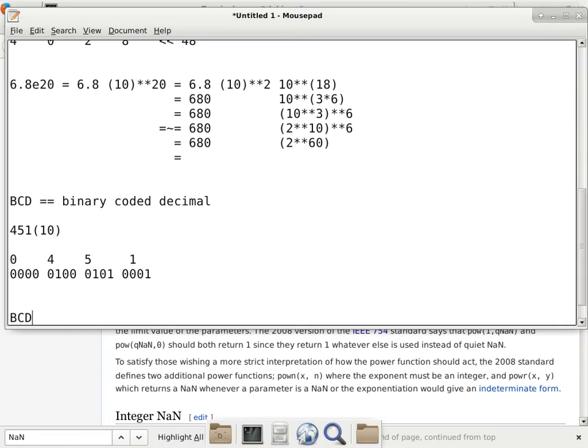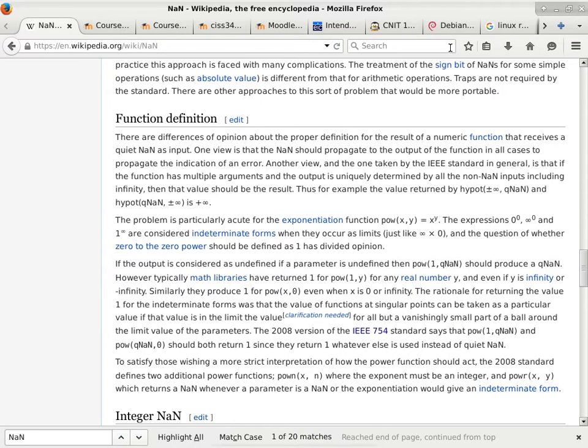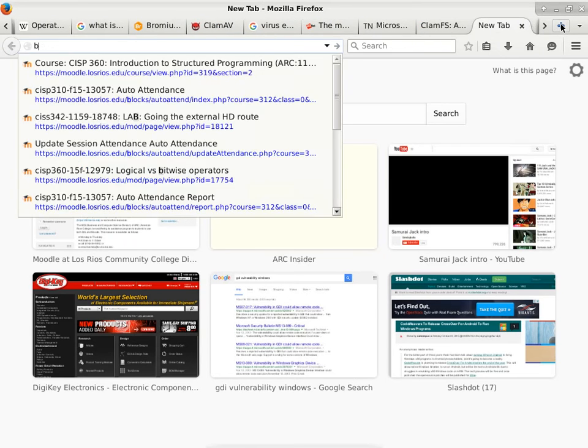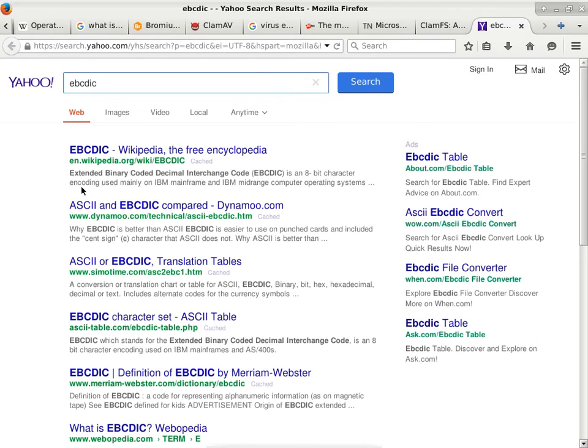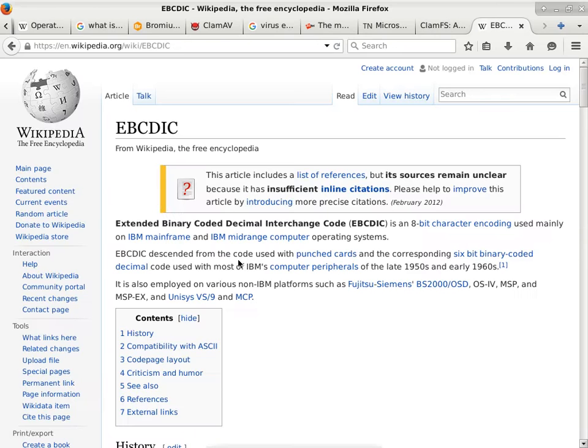ASCII. No, ASCII came much later. It is called EBCDIC. Okay, so you say EBCDIC. I think that's it. All right, so we'll look it up. EBCDIC. Yep, I got it right.